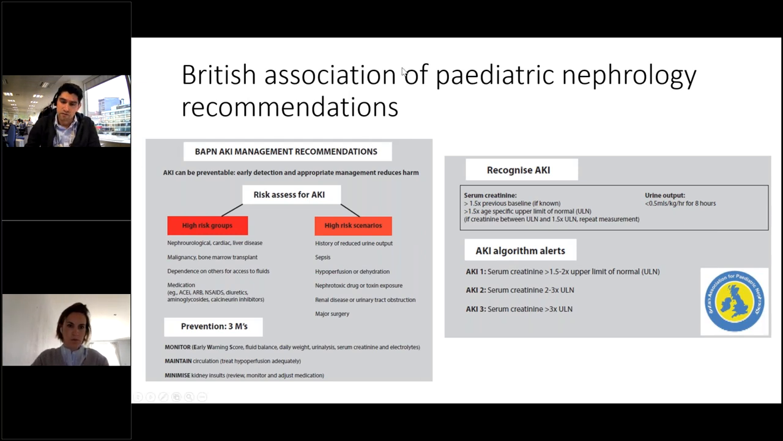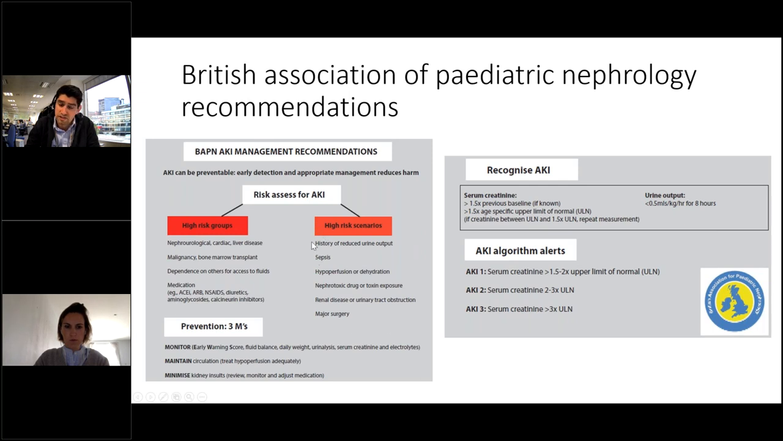This algorithm is from the British Association of Paediatric Nephrologists. They put together a really useful guideline to think about AKI management. The first step of AKI management is to risk assess all of your patients for AKI, to look at the high-risk groups. So there are a lot with kidney problems, cardiac and liver problems, malignancy, and dependency on others for access to fluids. Those are, for example, patients who are severely disabled, for example those with cerebral palsy that are PEG-fed and dependent on other people for their fluids. And then those on nephrotoxic medications as well.